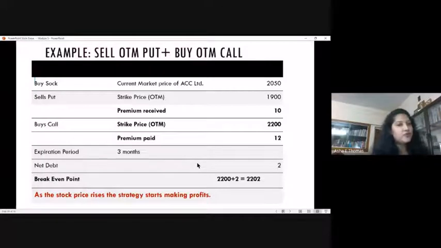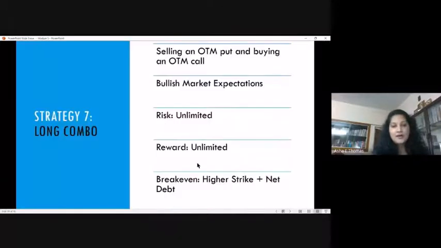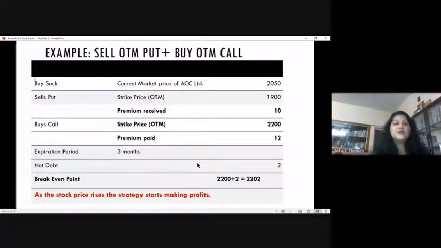Now, the other one which we discussed here is the long combo. It is very easy to understand. Here, what you will do is sell the OTM put and buy the OTM call. So you are expecting the market to be bearish in the short run, but you expect it to be bullish in future. So that's why you fix a strategy where you're selling the out of the money put, right?